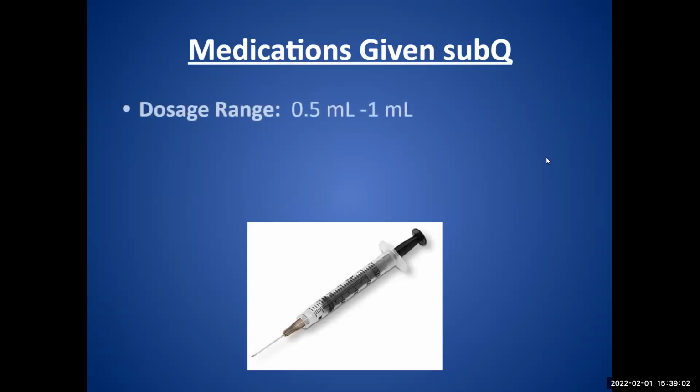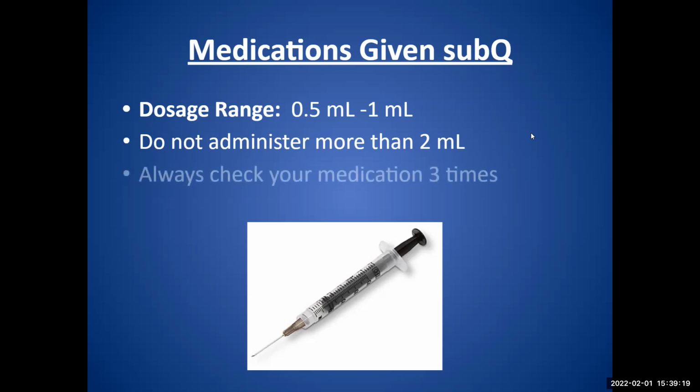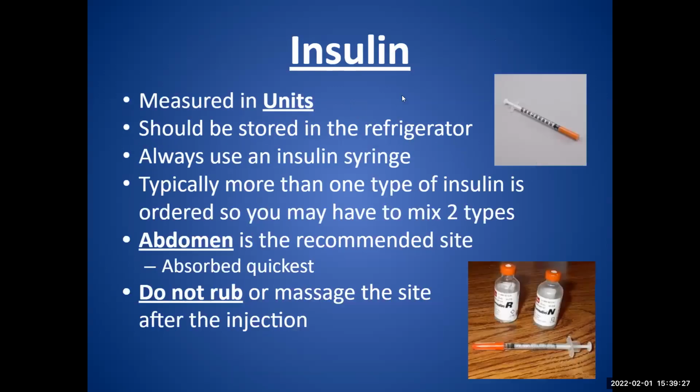Typically we're just giving 1/2 mL to 1 mL, so 0.5 to 1. Again, we're never going to give more than 2 mLs in one syringe at one injection site at the same time. We're always checking our medication three times, always doing our three checks of our seven rights.